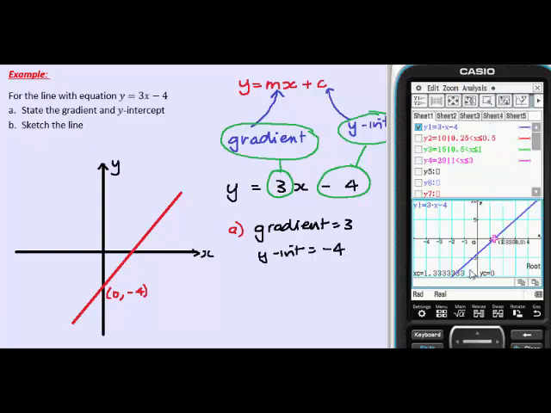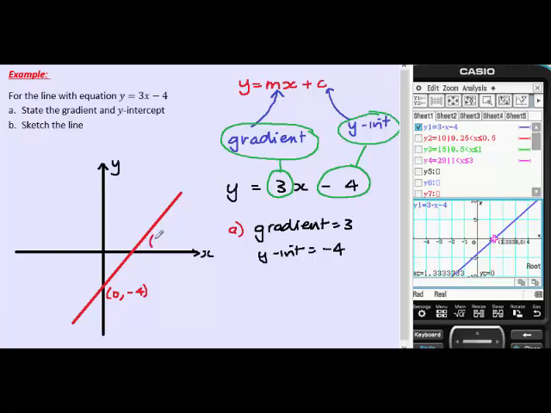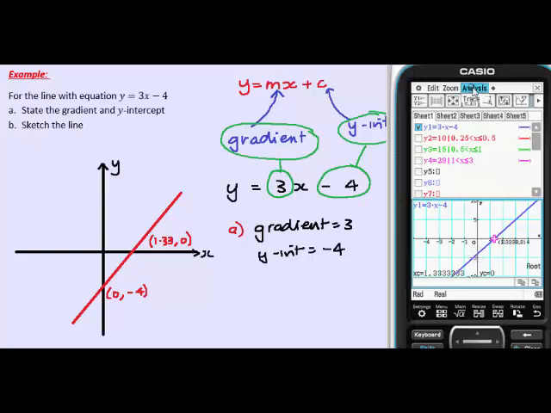So if I hit root, it tells me my x-intercept is 1.33333333. So if I wanted to use this, I would end up saying that this point is 1.33 and 0. That's my x-intercept. Let's double check the y-intercept is correct. So what we'll do is we'll go analysis, g-solve, and hit y-intercept, and it tells me my y-intercept is at 0 and negative 4, and there's 0 and negative 4. So that's how we can start using the calculator to work out certain aspects of a straight line graph.